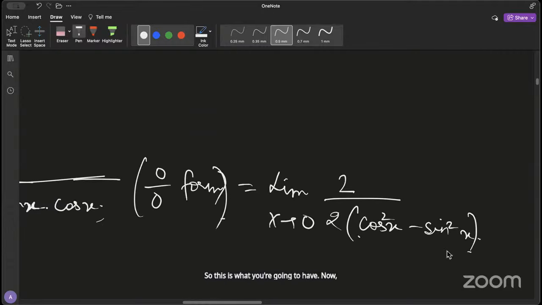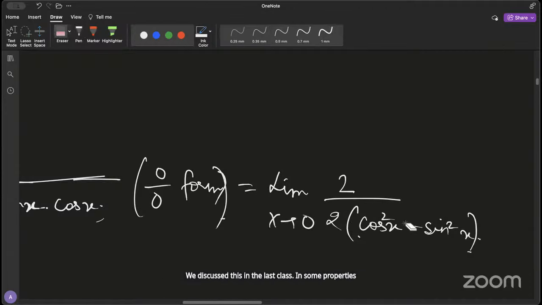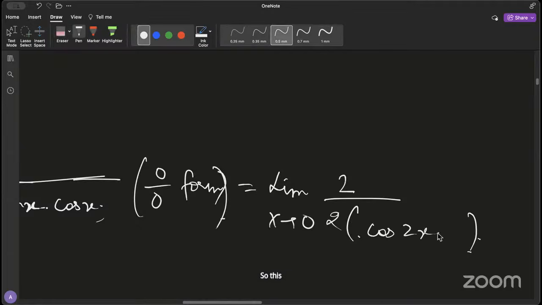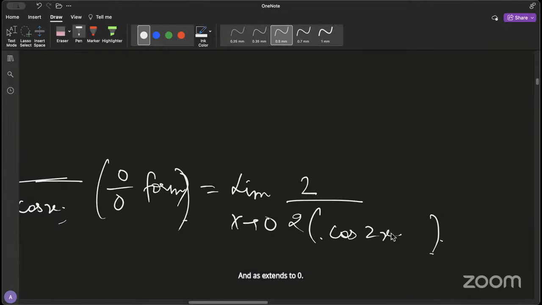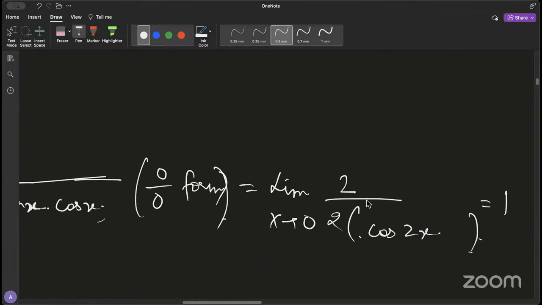So this is what you're going to have. Now, this is just cos 2x, if you remember. We discussed this in the last class, in some properties, that cos square x minus sine square x is cos 2x. So this is cos 2x. And as x tends to 0, cos 0 is 1, right? So this is 1. That means your limit should be 1. Note that you can only use this rule, where you take the derivative of numerator and denominator and then find the limit, when you have an indeterminate form. Otherwise, you can't do that.